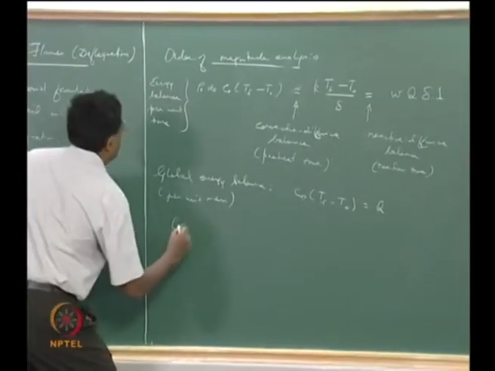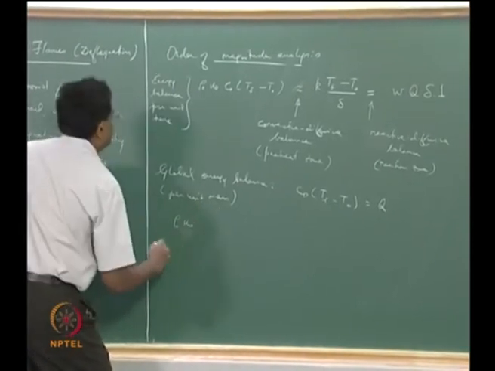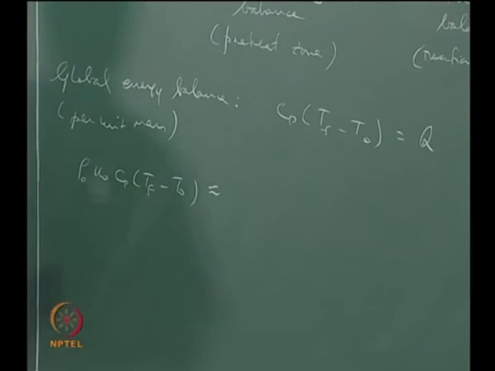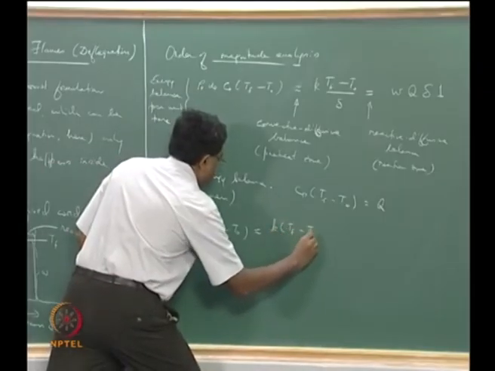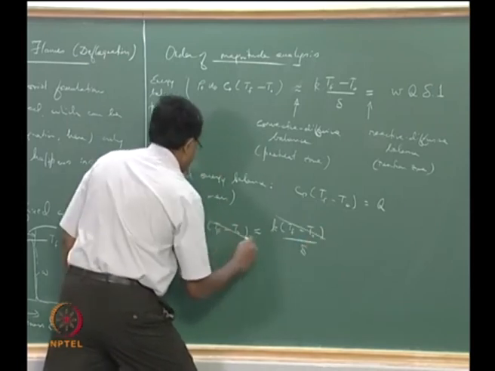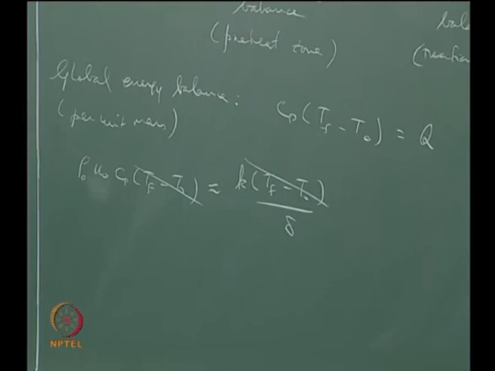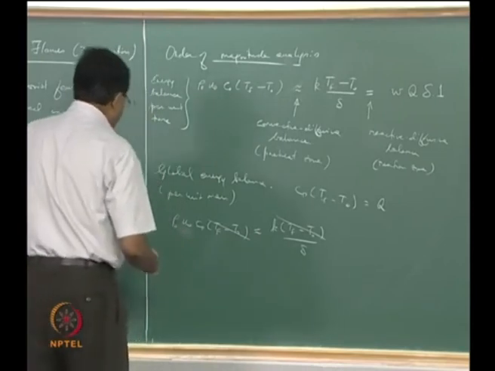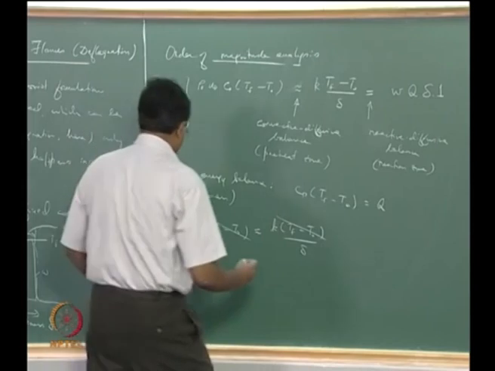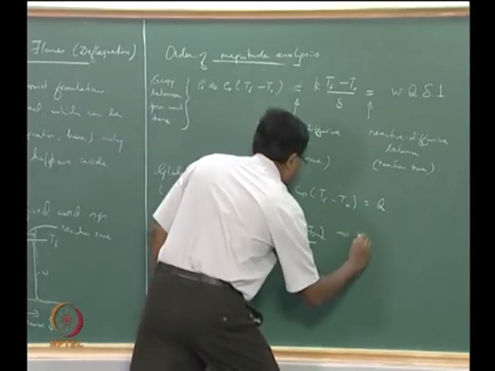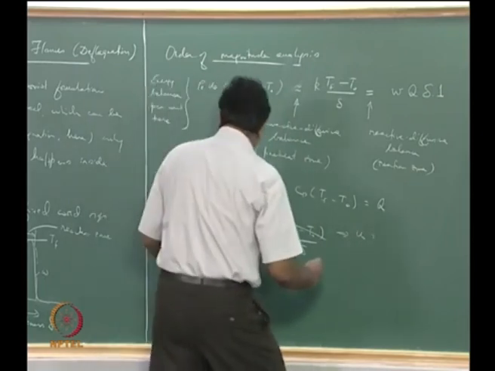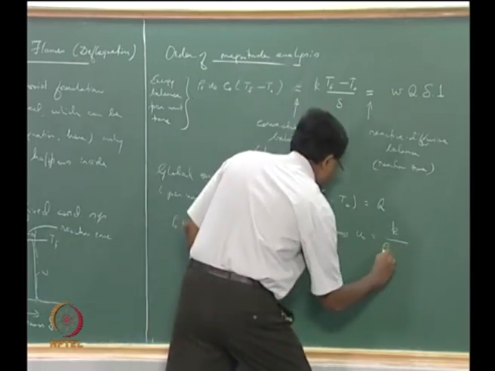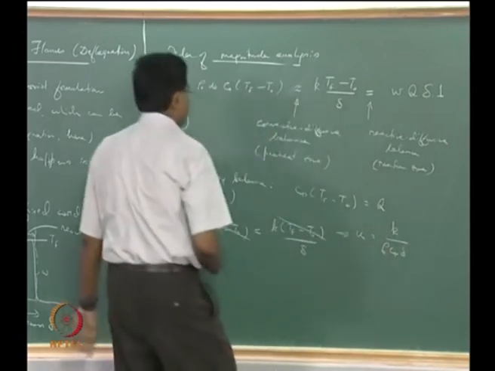rho naught u naught Cp (Tf minus T naught) is approximately k (Tf minus T naught) divided by delta. The Tf minus T naught gets cancelled. It's as if it didn't matter what the temperature difference was, as far as the convective diffusive balance was concerned. And what you then get is, since you're looking for u naught, u naught equal to k divided by rho naught Cp delta, right.